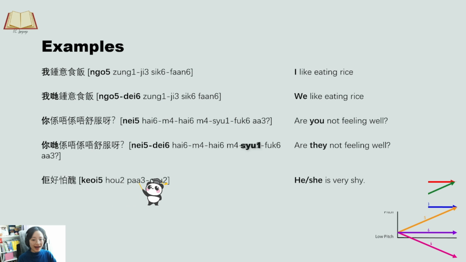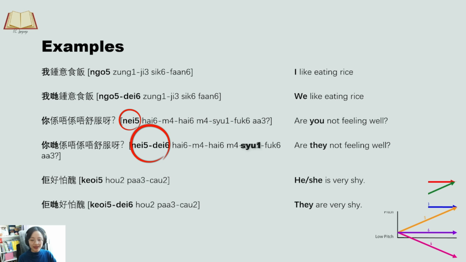佢好怕醜. He or she or it is very shy. And then finally, 佢哋好怕醜. They are very shy. Notice how even in the questions, the personal pronouns come first in the sentence.